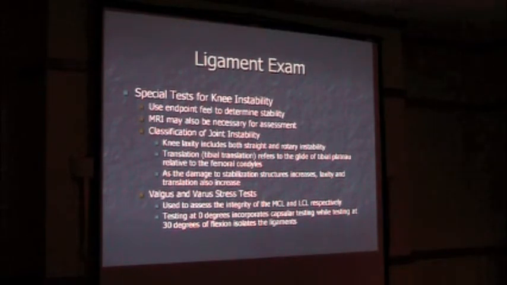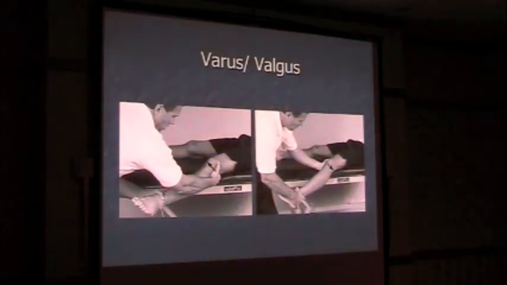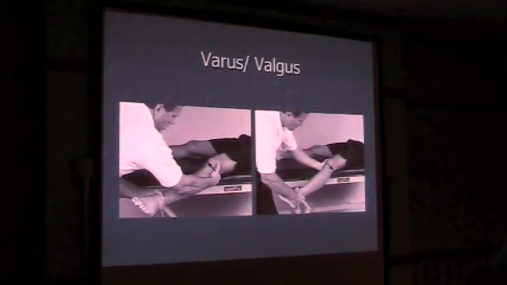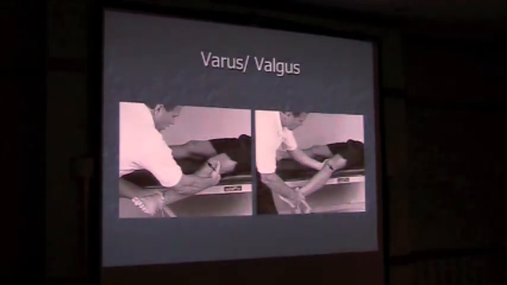But when you bend it to 30 degrees, it isolates the ligaments. So you want to do it at 0 and 30, just to see if there's a difference. This is just a picture here showing patients usually lying down on their back. You bring the knee out to the side, full extension here, varus valgus stress, then you flex it down to 30 degrees and see if there's any difference.